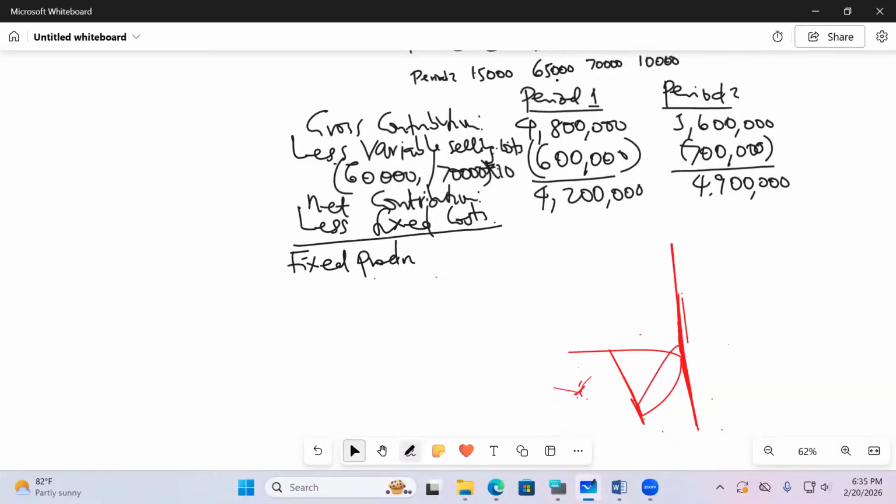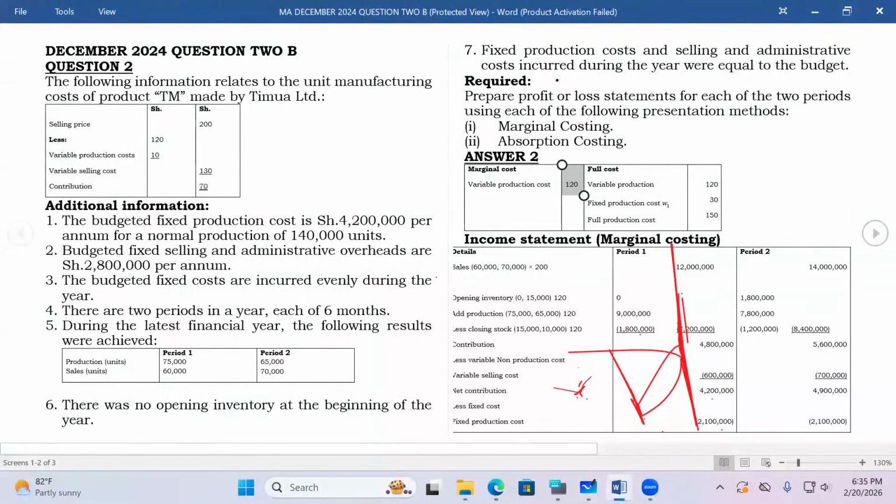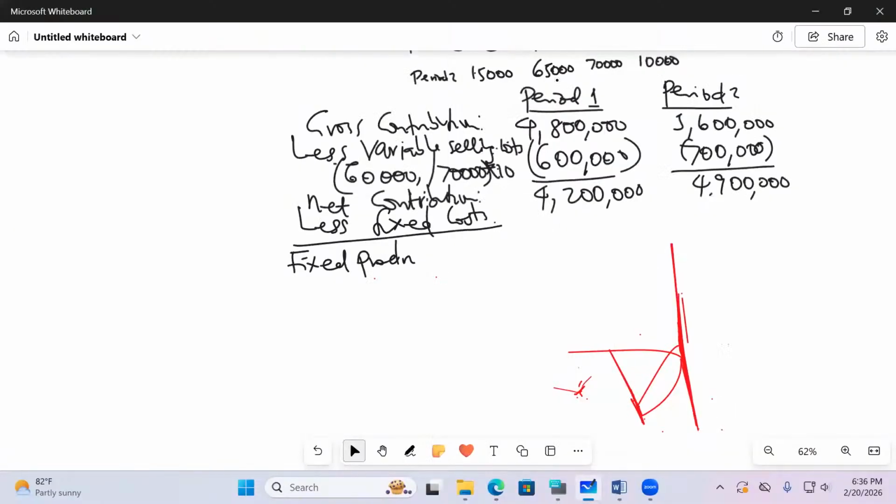All right. So then we have here fixed production. We are told in the question from note number 1 that the budgeted fixed production cost was 4.2 million for a whole year. Remember marginal costing, we take them periodically. We have 2 periods, and each period has 6 months, so we have to apportion the 4.2 into 2 periods. Each period will be 2.1. So here we have 2.1 in period 1, and here 2.1.